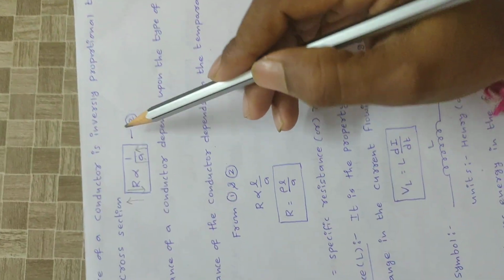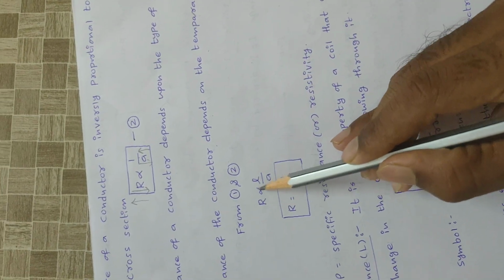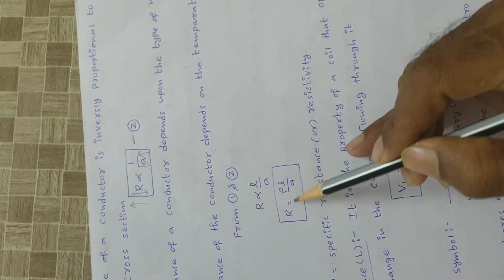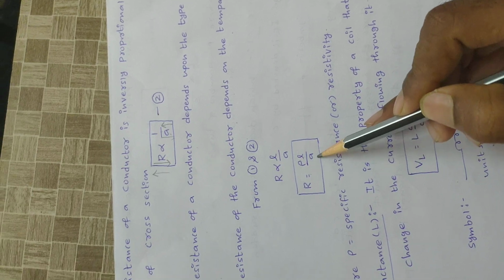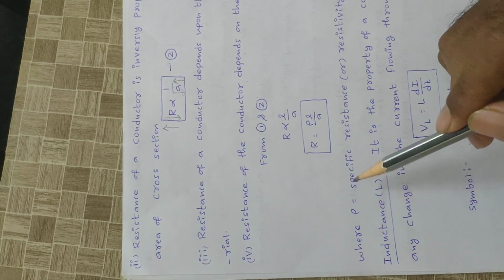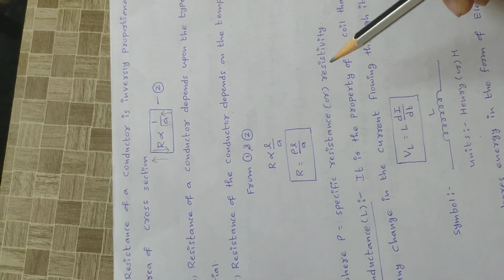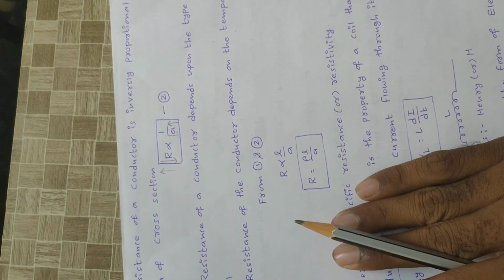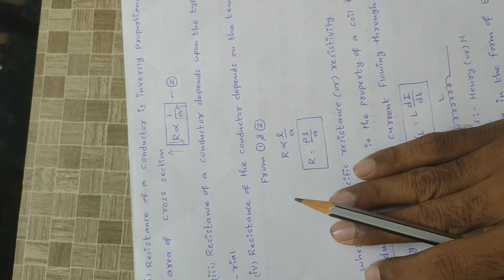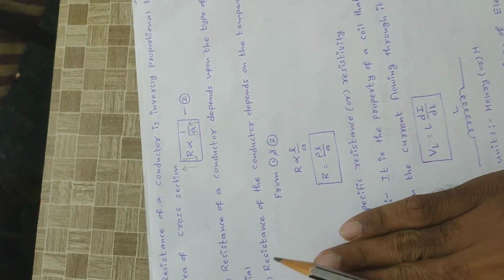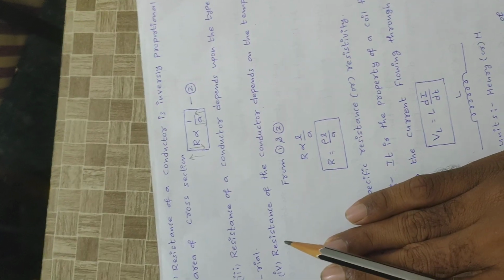Now from equation 1 and 2, the resistance R is directly proportional to L by A, that is R is equal to rho L by A, where rho is specific resistance or resistivity. Okay, that is about resistance. What is resistance? It opposes flow of electric current.